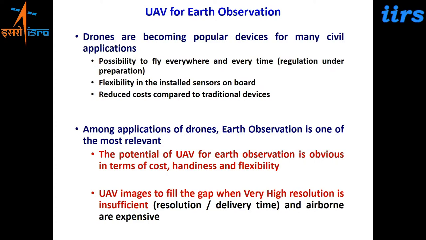So the drones basically fill the gap when very high resolution data is insufficient or is not available from a satellite platform, and airborne systems are expensive. They give you high spatial as well as high temporal frequency. When you want the data at very frequent intervals, you can plan and collect the data at those intervals, right?